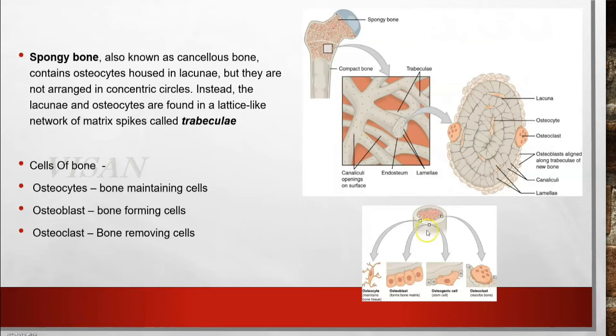And in both types of bones, we can see the cells of the bone. Basically, we call it the osteocyte, which has many projections surrounding it, and osteoblast is the bone forming cells and osteoclast is the bone removing cells.